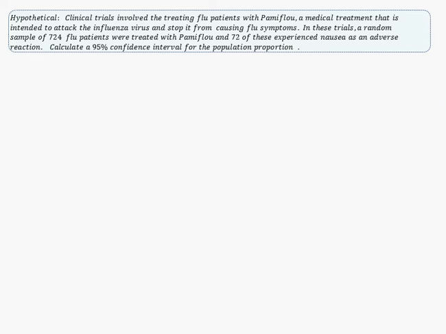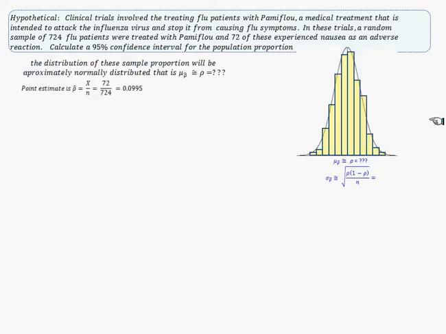Now on the screen here we see a hypothetical experiment, clinical trials involving treatment of flu with a drug called Tamiflu. We take 724 flu patients who were treated, and 72 experienced nausea or an adverse reaction. We want to find a confidence limit for that true population proportion, and we see them coming on the screen here. An estimate p hat is 72 over 724, so we're saying that the true proportion is something around 9.95%.